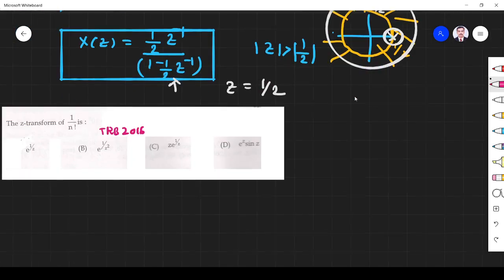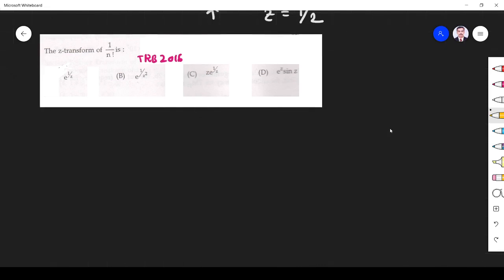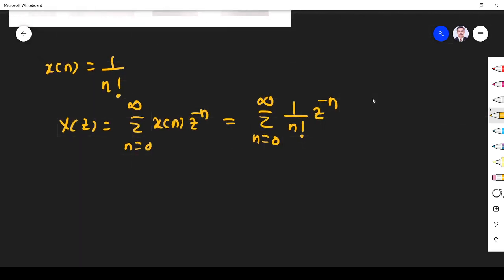Okay. Next question: the Z transform of 1 by n factorial. That is a wonderful question. So x of n is 1 by n factorial. X of z is given by the summation n goes from 0 to infinity of x of n z power minus n, that is 1 by n factorial z power minus n. We start from 0, because for minus 1 we cannot find the factorial.